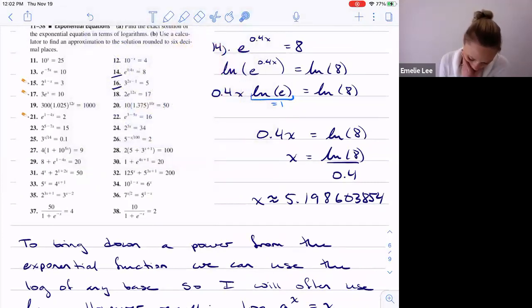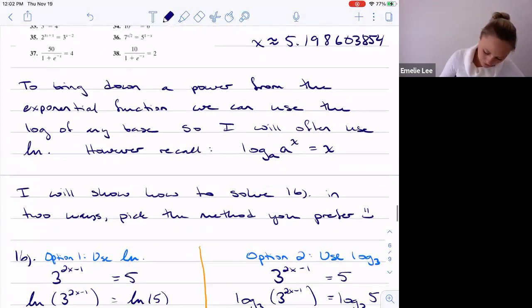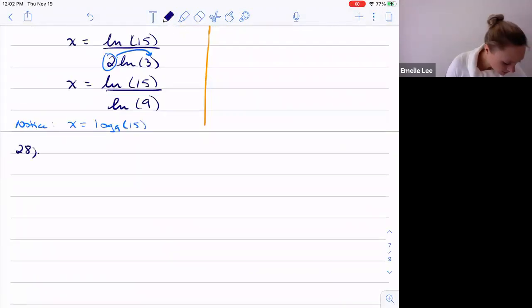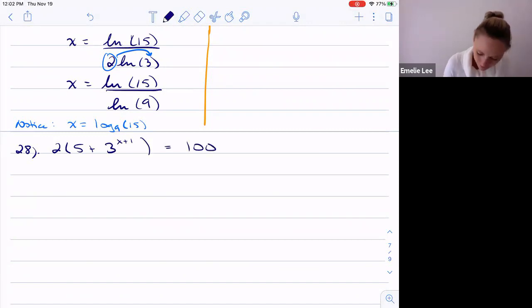Let's have a look here. Which one do I want to do? Let's do 28. Okay, 28 is 2 times 5 plus 3 to the x plus 1 is equal to 100. If you're trying to solve for x here, then you need to isolate this x. So you're going to slowly pick away until you just have the exponential function. I'm going to divide both sides by 2. Then I'm going to subtract 5 from both sides until I just have 3 to the x plus 1 is equal to something.